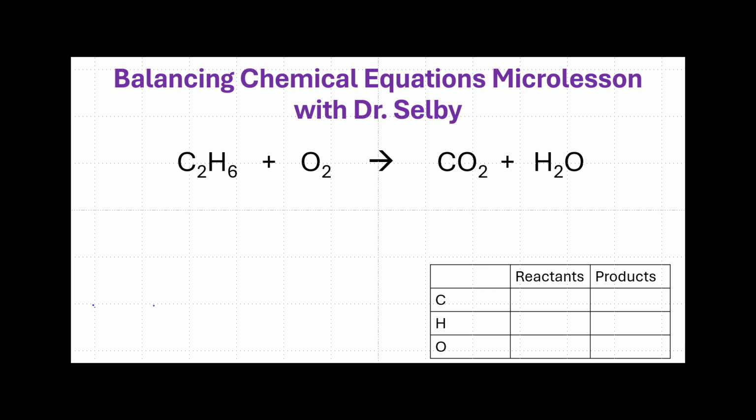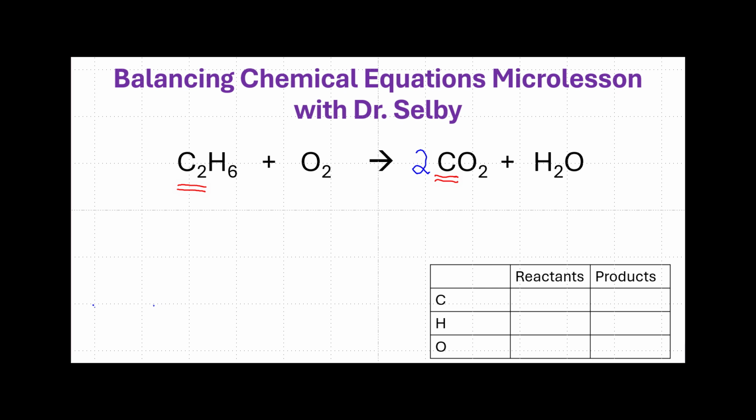Whenever I balance combustion equations, it's easier for me to always start with carbon. And so that's what I'm going to do here. So here we have two carbons. We know that because of the subscript. And here there is no subscript, so it's an assumed one. So we only have one carbon. So I'm going to try putting a 2 here.